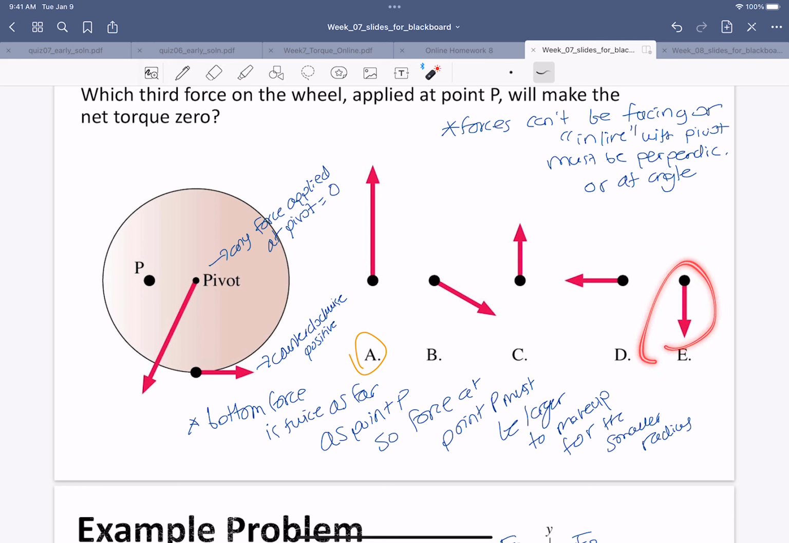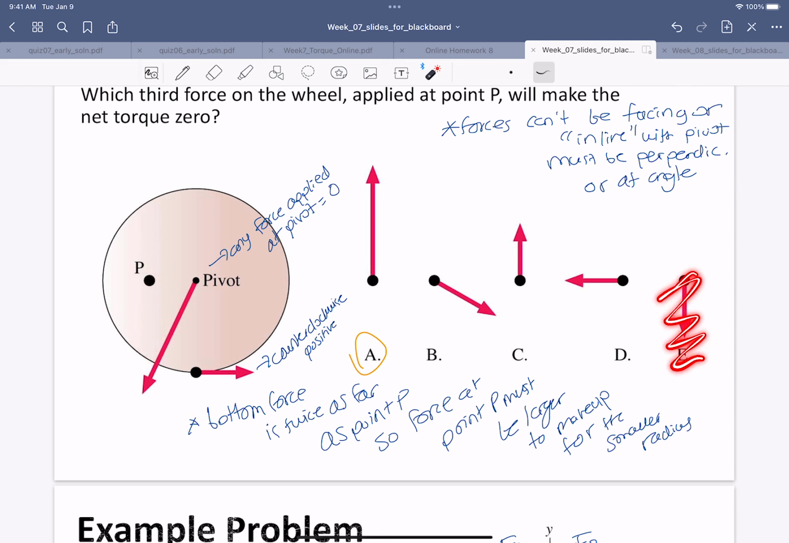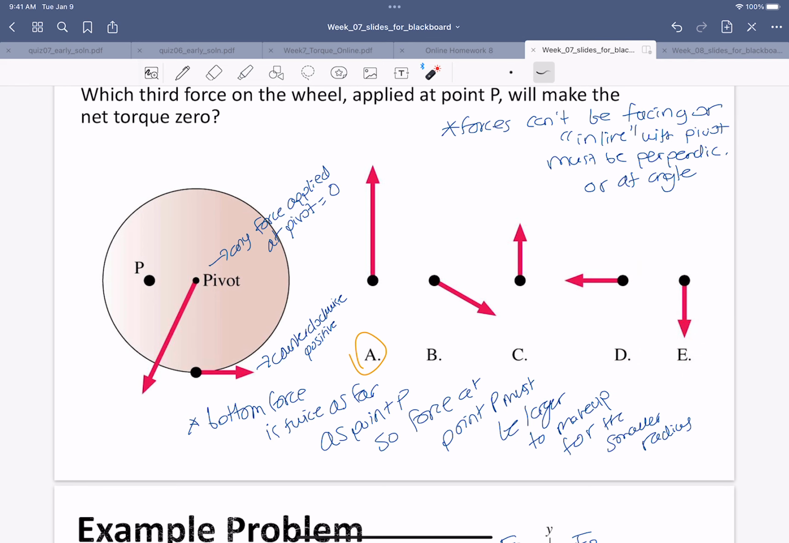How about E? If I push downwards like this, is it clockwise or counterclockwise? Counter, right? If I push downwards like this, it pushes the entire wheel this way, so it's counterclockwise. So we don't want E, and we don't want D. D didn't even exert a torque. E is actually in the counterclockwise direction. So all that's left now is A, B, and C.